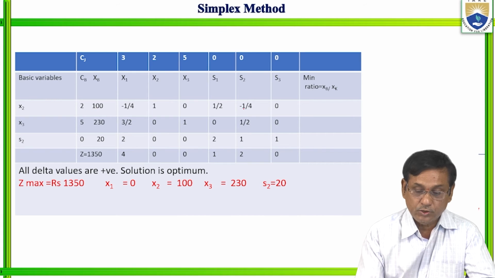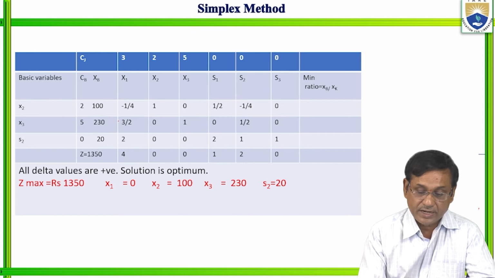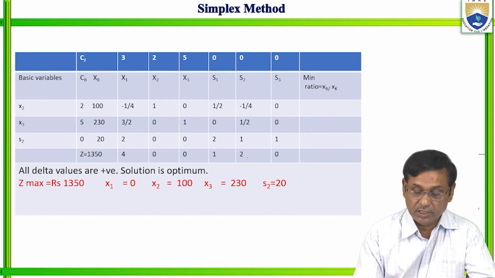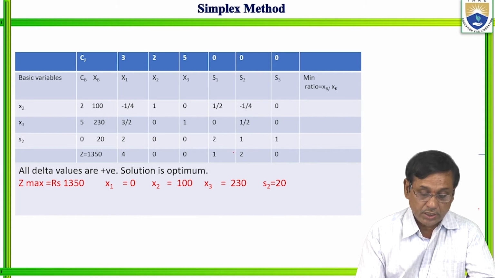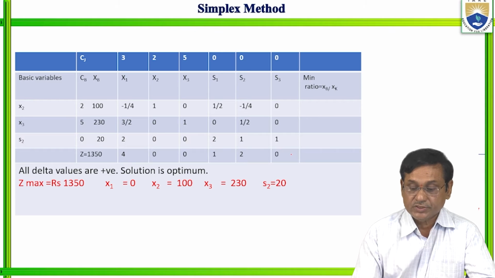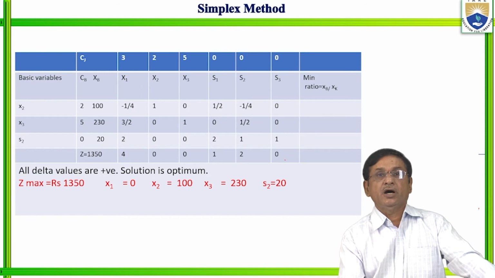But here 2 into minus 1 by 4 is half, 5 into 1 by 2 is 5 by 2 and 0 into 1. So you are getting the delta value 2 here. Corresponding to the S3, 2 into 0, 5 into 0, 0 into 1 is equal to 0. Now you see all the delta values are positive. The solution is optimum.